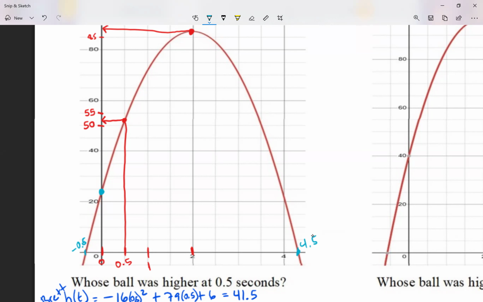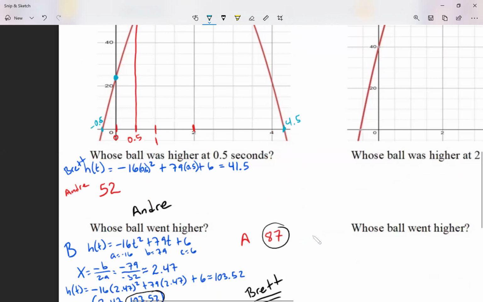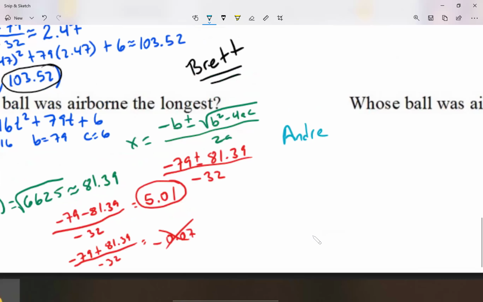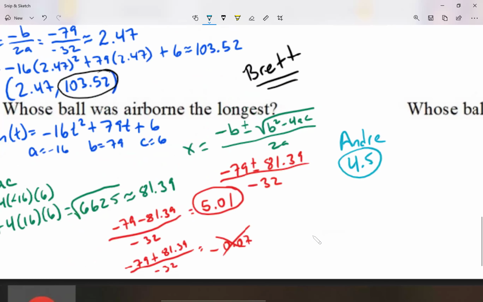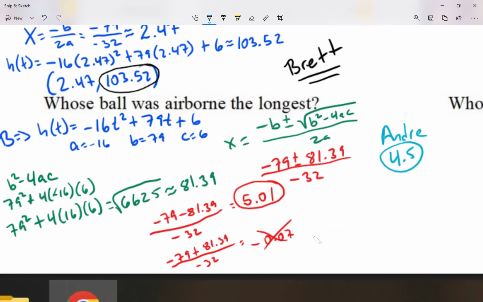This graph makes it a complete U shape, so it gives me a zero on the negative side, but just to complete the graph. But I'm going to say it was up in the air. For Andre, it was up in the air for 4.5 seconds. So I know Brett's ball was airborne 5.01 seconds. I know Andre's ball was in the air for 4.5 seconds. Now, the question here is whose ball was up in the air the longest? Well, in this case, I'm going to answer Brett.